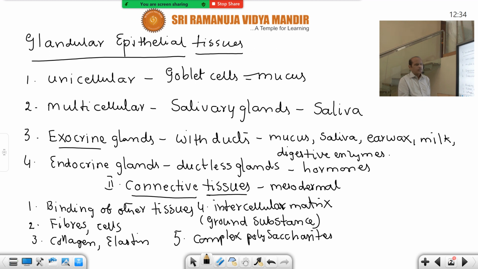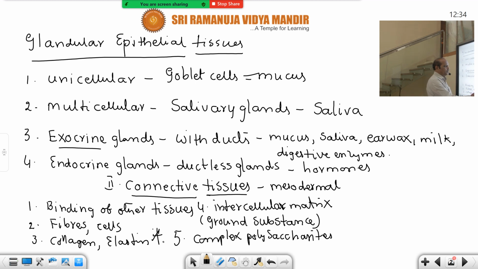There is no connective tissue without a matrix. Simply, if you don't want to pronounce total intercellular matrix, you can simply say matrix instead of ground substance and intercellular matrix. Simply you can say matrix. That is made up of complex polysaccharides.